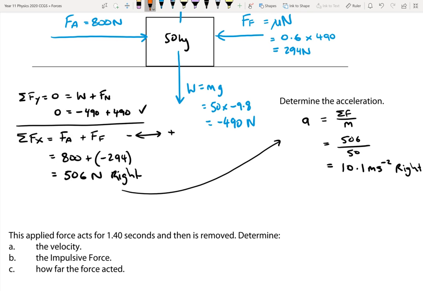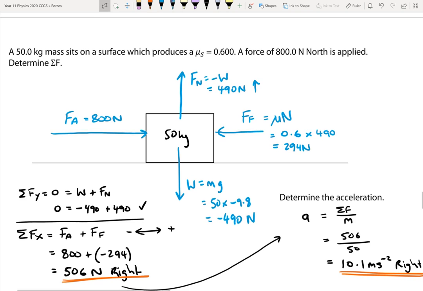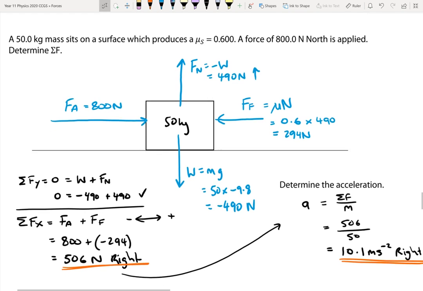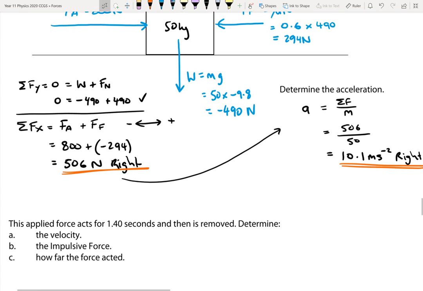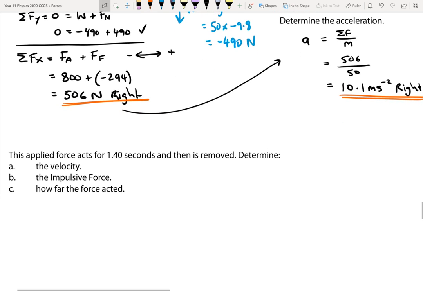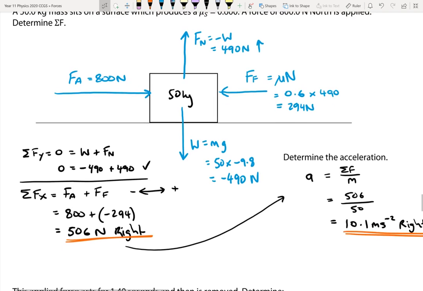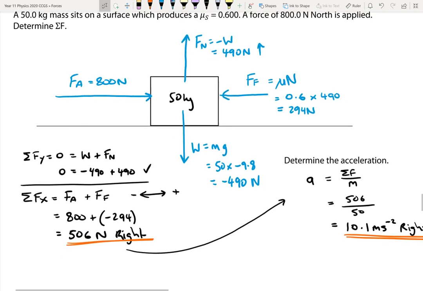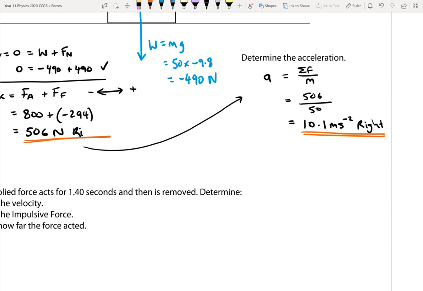Right. Well, what? 10.12, so rounded to 3. Okay. Now, it's north, isn't it? Right. No, we weren't. Oh, north. Holy moly! Why didn't you pipe up earlier? Oh man.